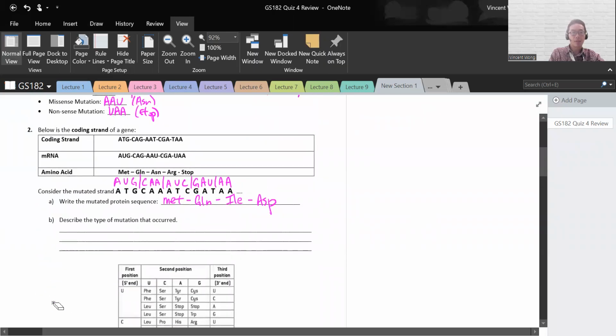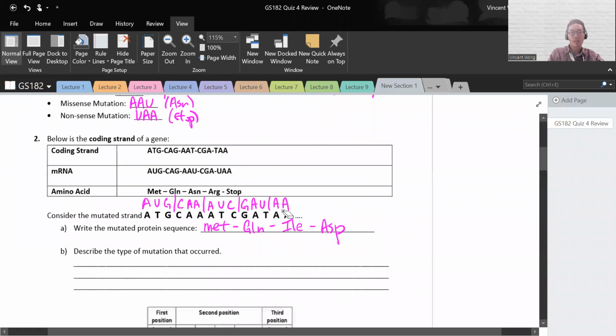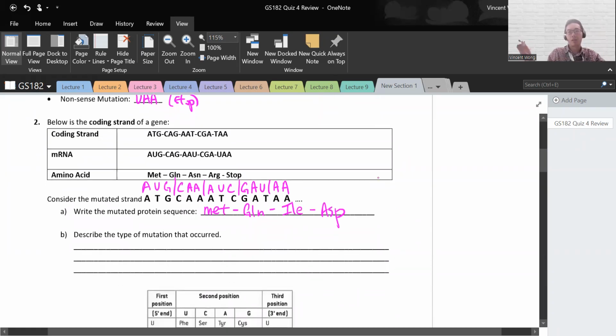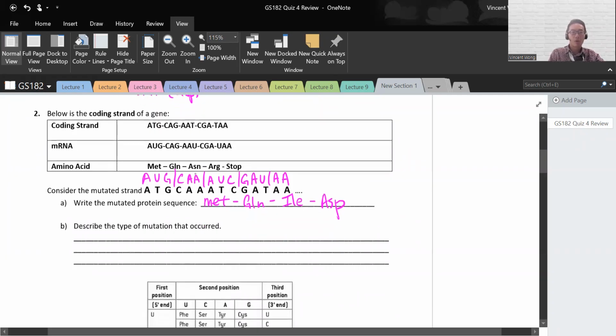The last two things here is AA, which just doesn't code for anything. We were supposed to stop, but it doesn't stop. There is a new reading frame. There's no stop codon in a new reading frame. So it's just going to keep on going and going, until eventually maybe hit another stop codon. So describe the type of mutation that occurred, right? We noticed a nucleotide was missing, and that's how we know this is going to be a deletion mutation.